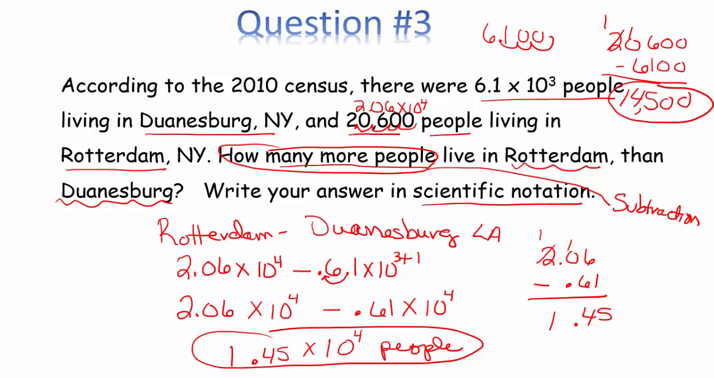A lot of times, if you're talking about number of people, it's just easier to look at it in standard form. It just makes more sense to us. Let me just check that 1.45 times 10 to the fourth is really 14,500. So if I take 1.45, move my decimal point 1, 2, 3, 4 places, then I have 14,500 people. That's a nice quick double check. First of all, if we work it out in standard form, does that match what we worked out in scientific notation? Sure enough, it does. Either way, we get 14,500 people, and that seems reasonable. Rotterdam is quite a bit larger than Duanesburg.